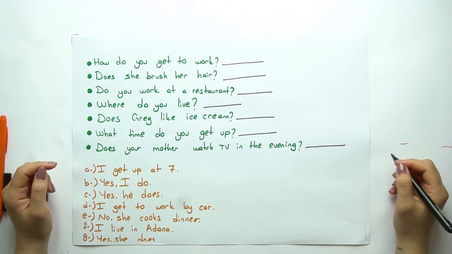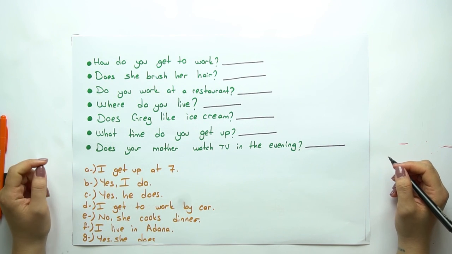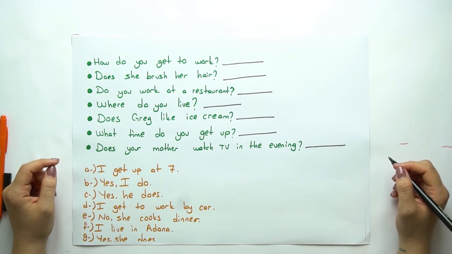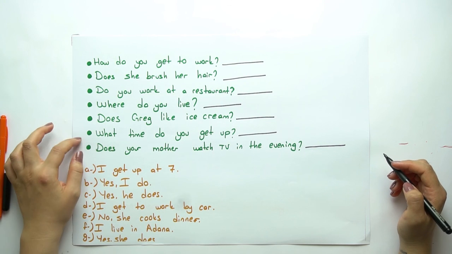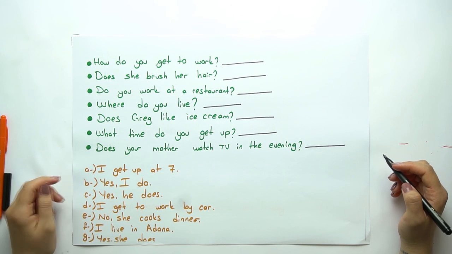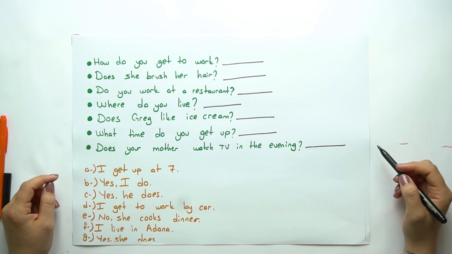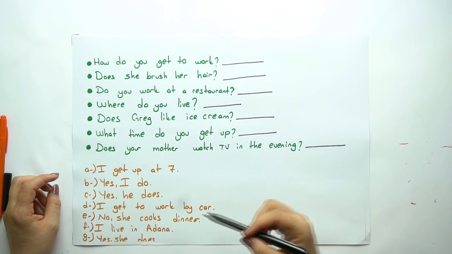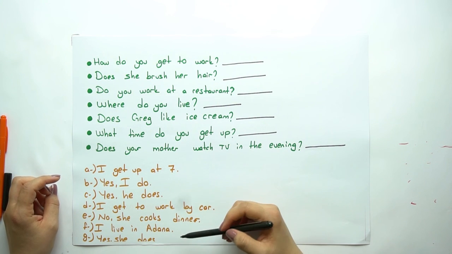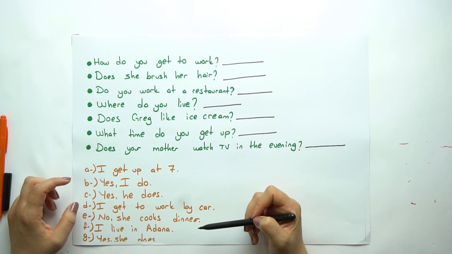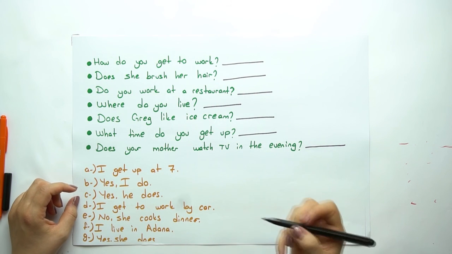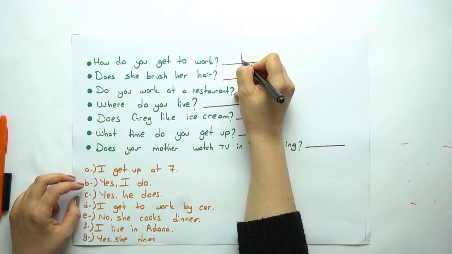Now, we have a matching activity, alright, and we are going to match the green questions with the orange answers. First one, let's try to find them. How do you get to work? Okay, so which one is correct for this one? Our answer is D. I get to work by car.